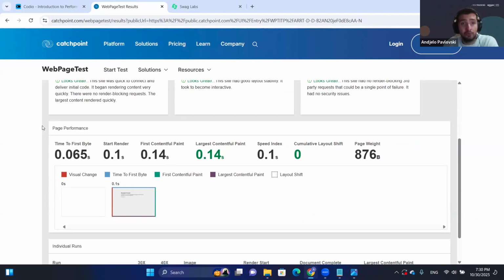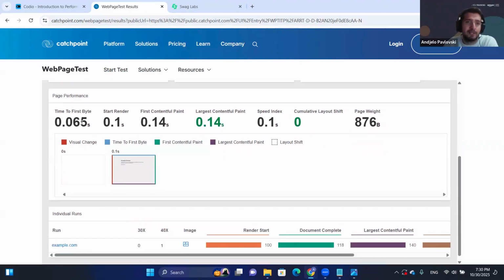Now, when you go down, you will see some additional parameters like time to first byte, which is the time that you need to basically get the first piece of information onto the page. Then there's start render, contentful paint, largest contentful paint. So again, this is basically information about the timing of all the things that needed to load throughout our page.